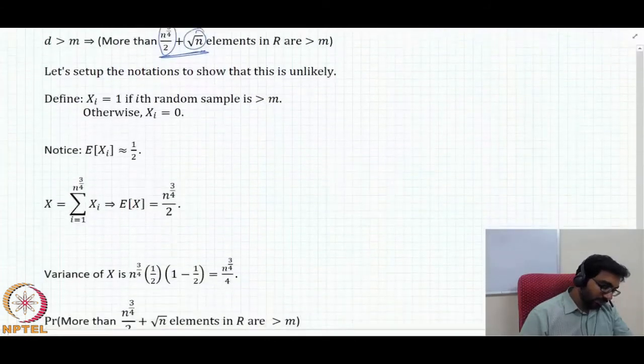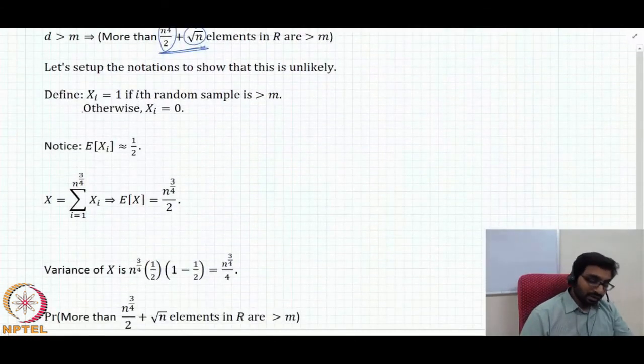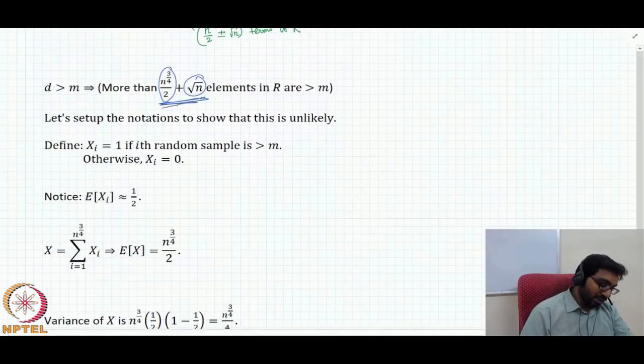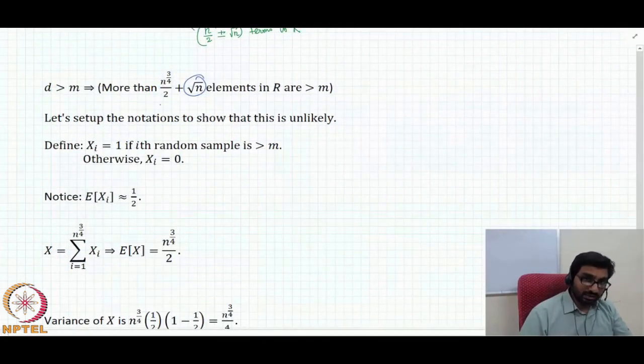So what we're going to do is define a Bernoulli random variable xi. It'll be a 1 if the ith random sample in the set R, obtained by sampling from the set S, is greater than M. Remember, that's the bad event, where you have more than this many items larger than M. So with that in mind, we're setting up the xi's in this manner.